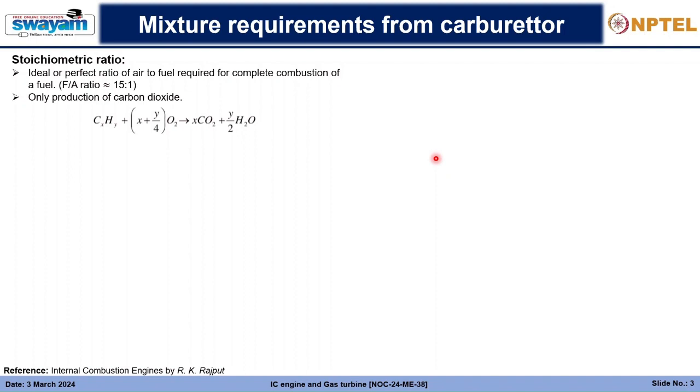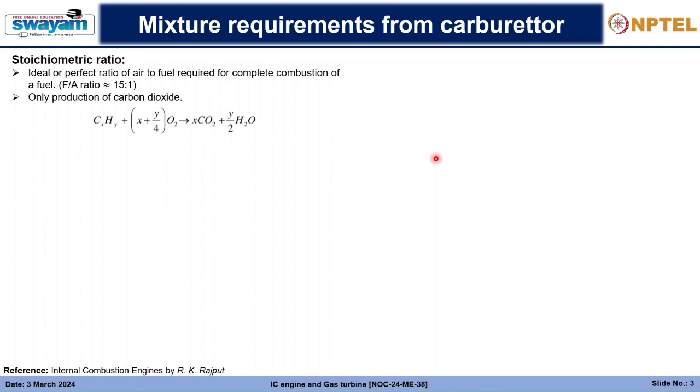For any amount of fuel that is present with the air, the amount of air that is required to completely combust the total mixture is definite. That is almost around 15 is to 1. This ratio is called the stoichiometric ratio. It is the ideal or perfect ratio of air to fuel required for the complete combustion of fuel. So that is 15 is to 1.